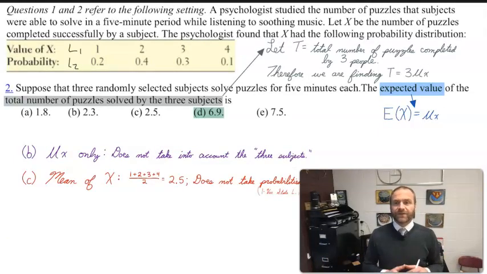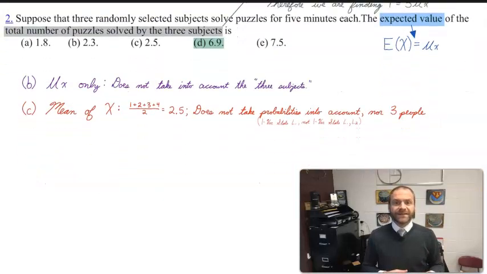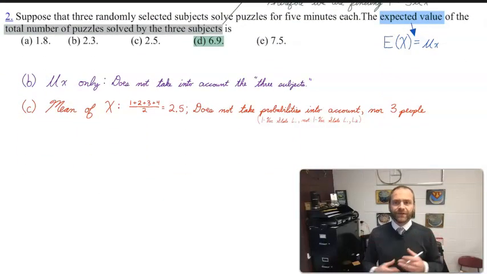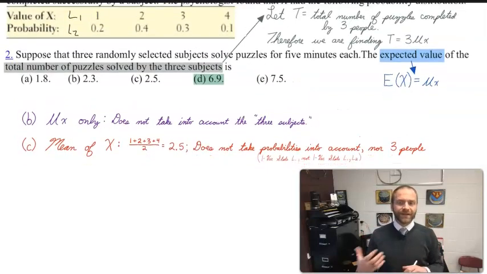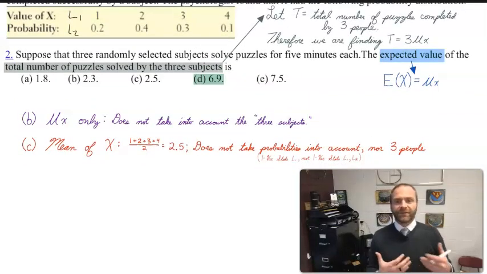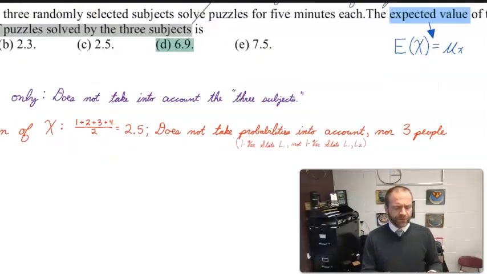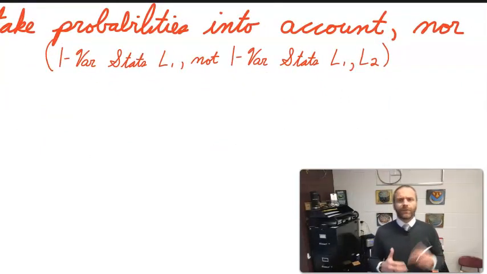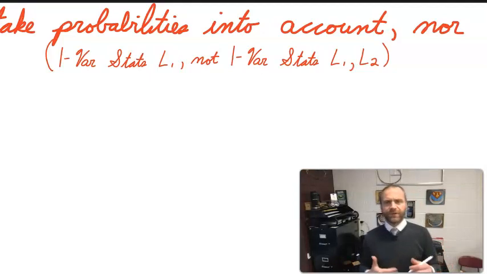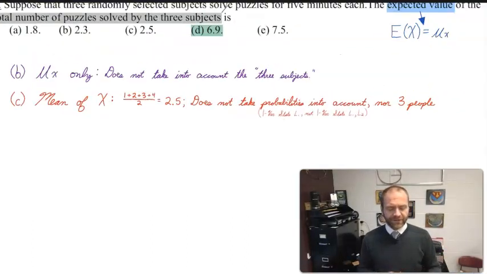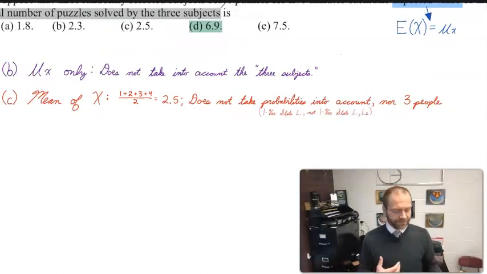Now, C is also another problem. What that does is it takes the mean of your x. The 1, the 2, the 3, the 4, it takes the mean of the value of x. It does not take the probabilities into account, nor the 3 people, which is very weird. One way they might have come up with this is that instead of doing 1-Var Stats, L1, L2, which remember you put your values in L1 and their associated probability in L2, the calculator calls it frequency. Instead of doing L1, L2, maybe they just did L1 for that one, and that's where they got the answer. They didn't take into account the associated probabilities.